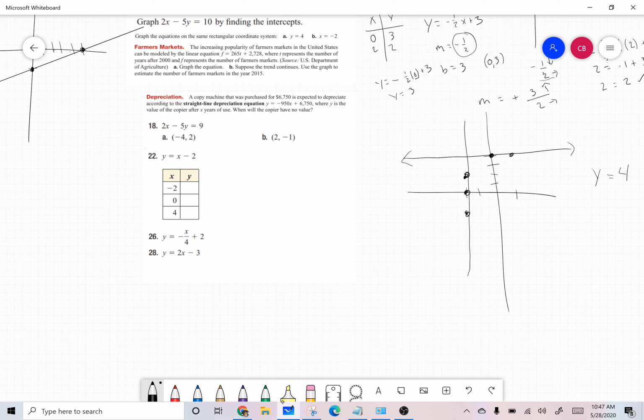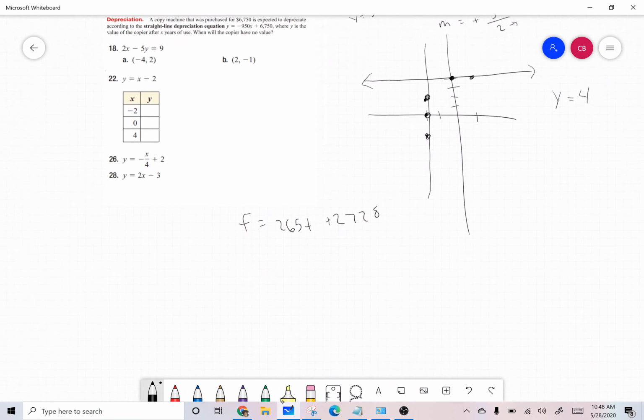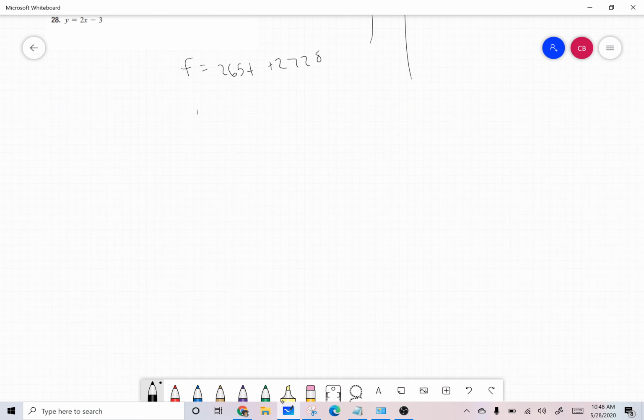The increasing popularity of farmers can be modeled by f is equal to 265t plus 2728, where t represents the number of years since after 2000. So if f represents the number of farmers, graph the equation. Suppose the trend continues, use it to estimate the number of farmers in 2015. So if we were going to graph this, it is going to be a little bit trickier.